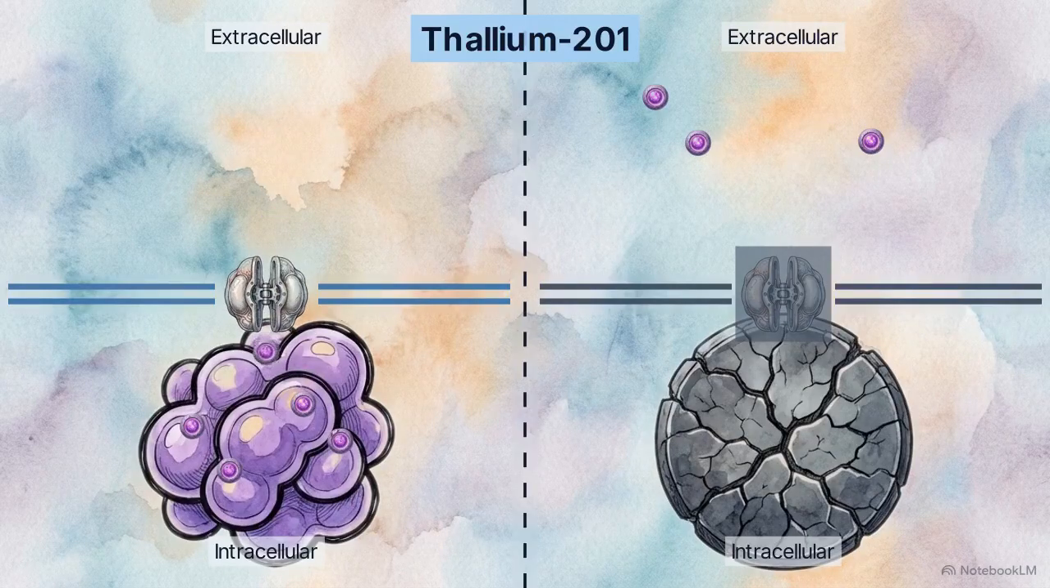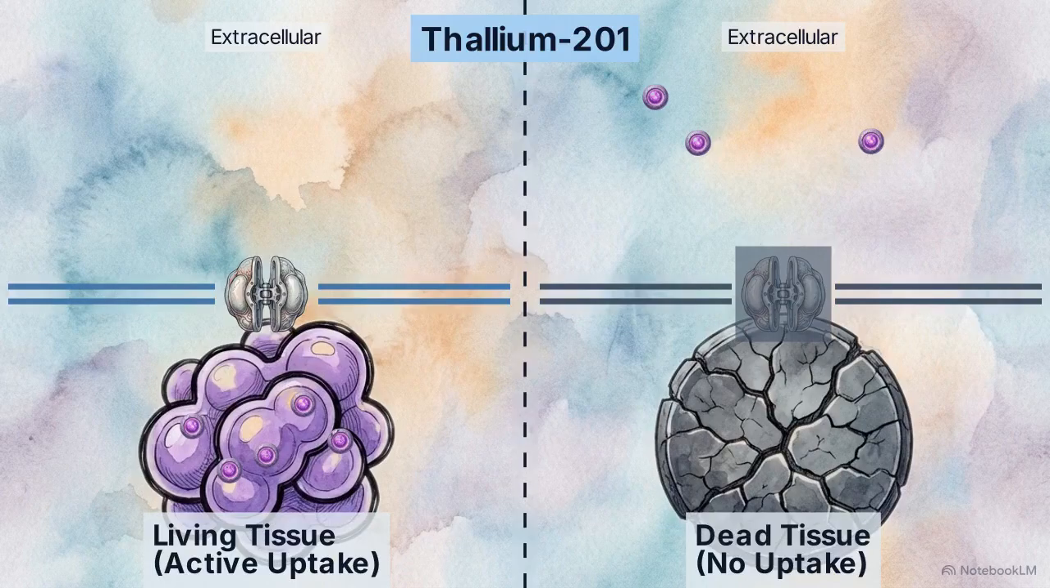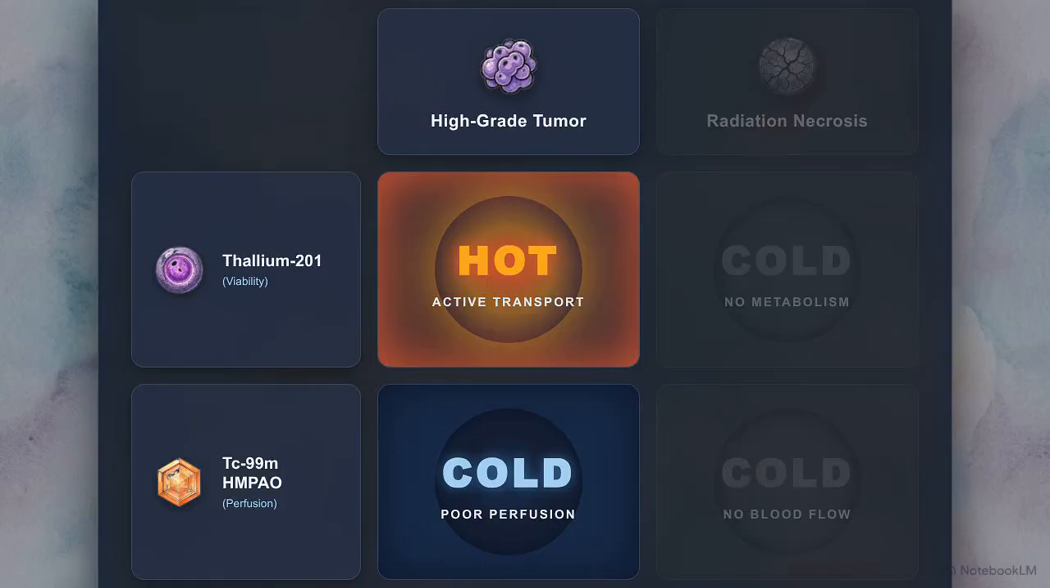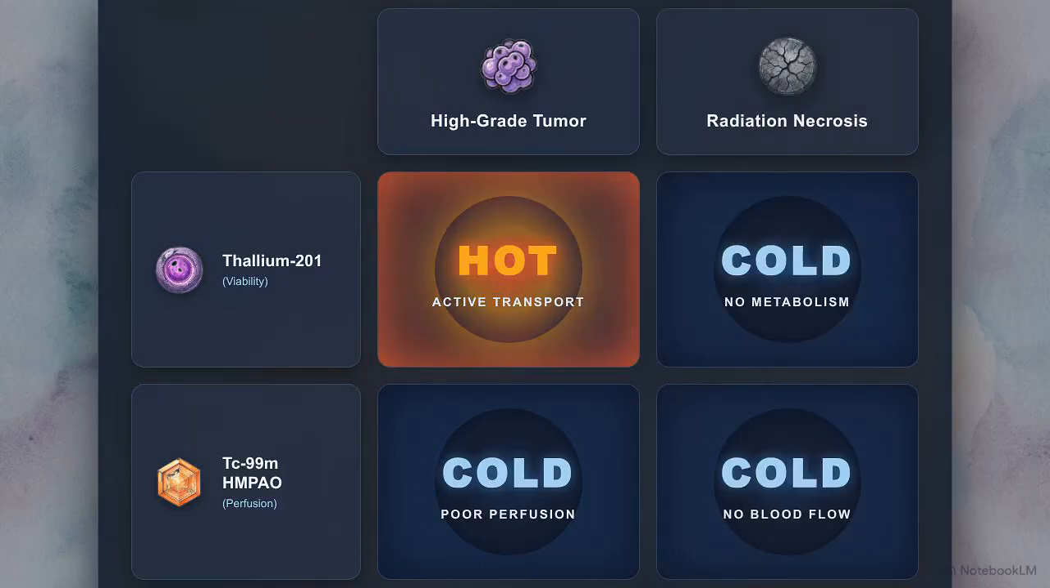It acts as an indisputable marker of living, metabolically active tissue. A dead cell is incapable of pulling it across the membrane. Pairing this viability marker with a perfusion tracer like HMPAO generates a definitive diagnostic map based on the mismatch between vascular flow and cellular survival. This chart details the specific diagnostic matrix.